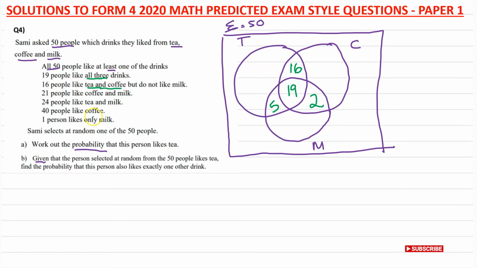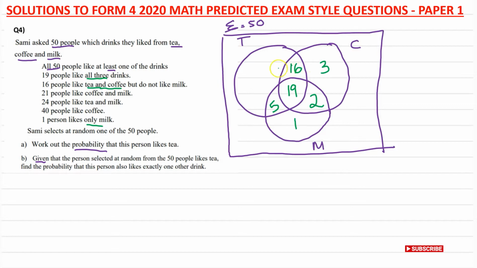40 people like coffee. Okay, so this is the circle for coffee in total there. And then we're told there's going to be a total of 40. So how do we work this out? Well, we need to count how many there are here. So 16 plus 19 will give you 35. And then you've got a 2 here, so that's 37. That means the remaining people, 3 of them, only like coffee. And then we are told 1 person likes only milk. So that person is here. Doesn't like tea, doesn't like coffee.